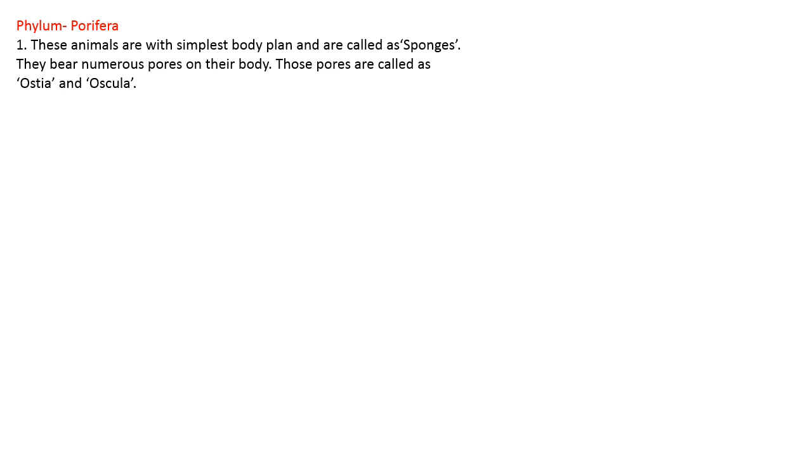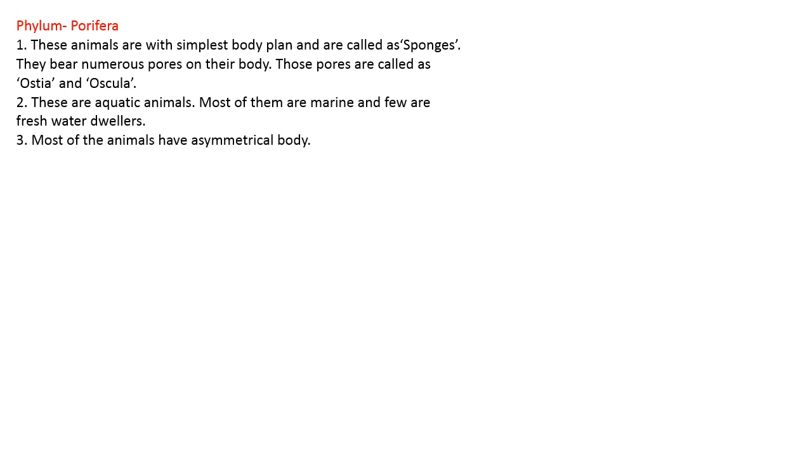The second characteristic says these are aquatic animals. Aquatic means all these animals are found in water. Most of them are marine and few are freshwater dwellers. Marine animals are found in the sea, and only a few sponges are found in fresh water. Freshwater dwellers means they live in fresh water.